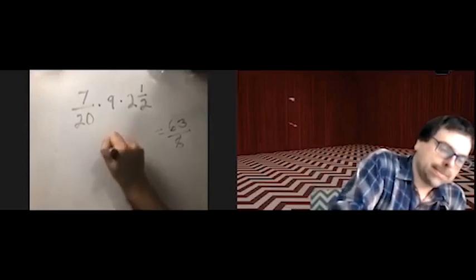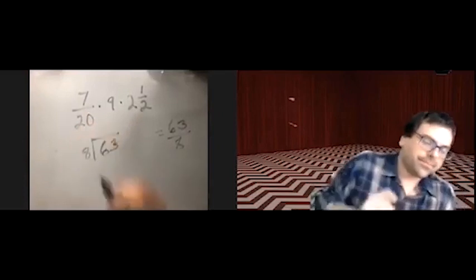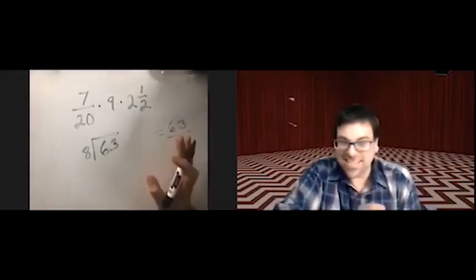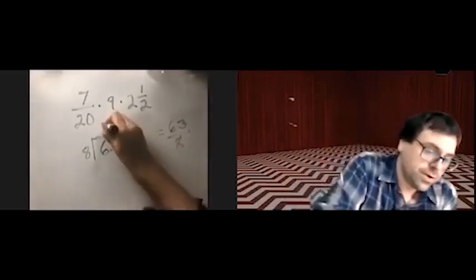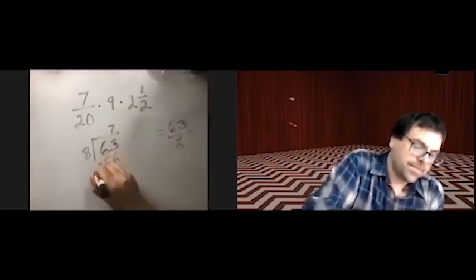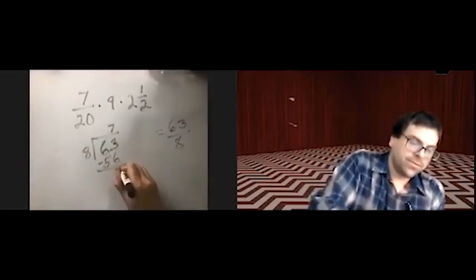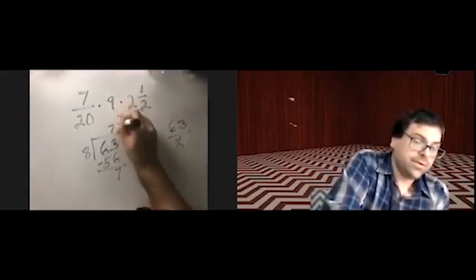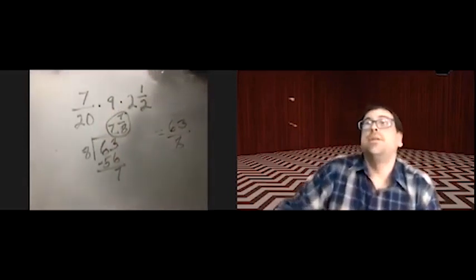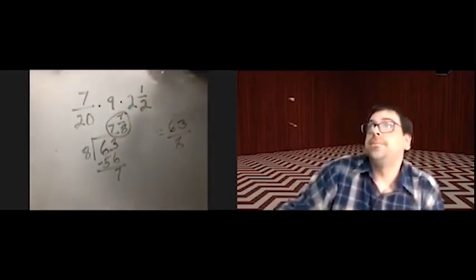63 divided by 8. 8 goes into 63. Well, 8 times 8 is 64. That's too much. So 7. 7 times 8 is 56. We subtract, we get a remainder of 7. 7 7/8 would be the answer here. Okay.